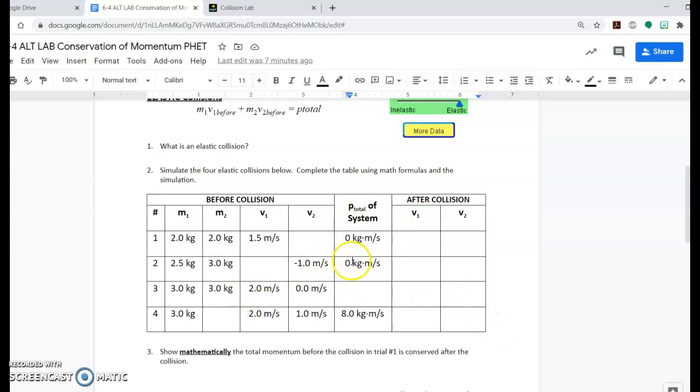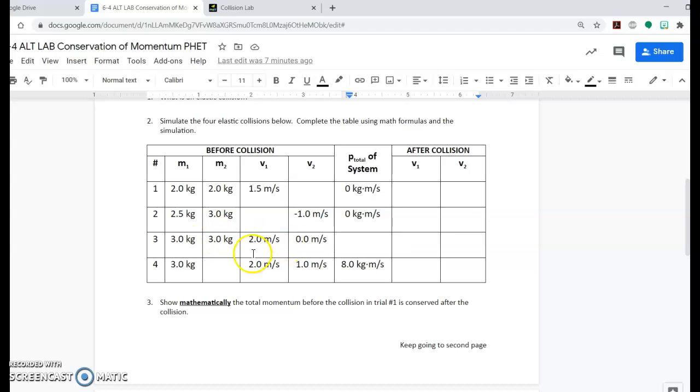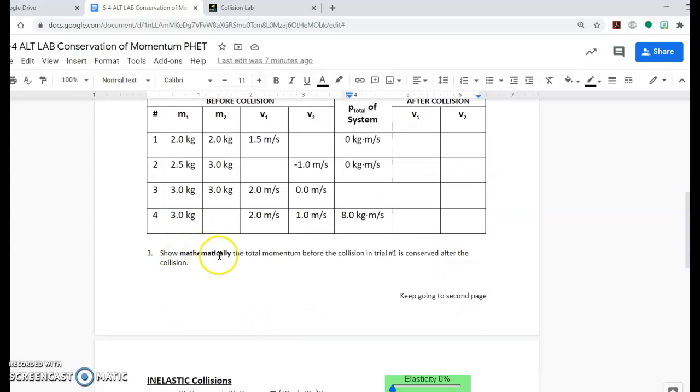So if we are trying to get 0 momentum for our system, what velocity 1 does this have to be in order for this to be 0? And as you go through, again, just setting these things according to this table and then solving for our final velocity here. And at the end, I ask you to show mathematically the total momentum for a collision in trial number 1. So this is trial number 1. That's the first collision that we're going to do.